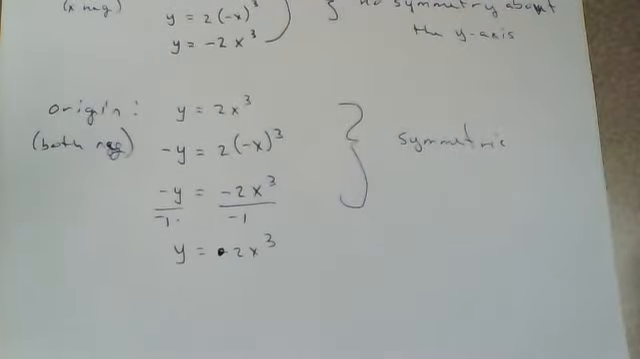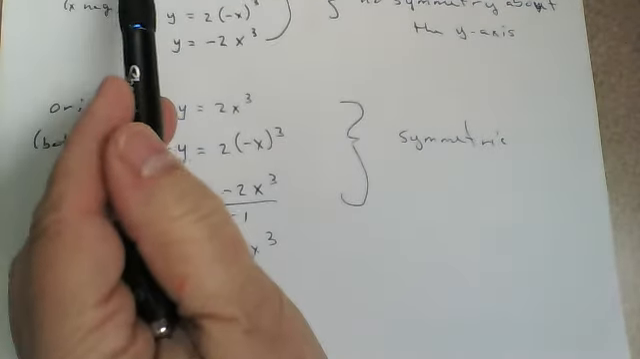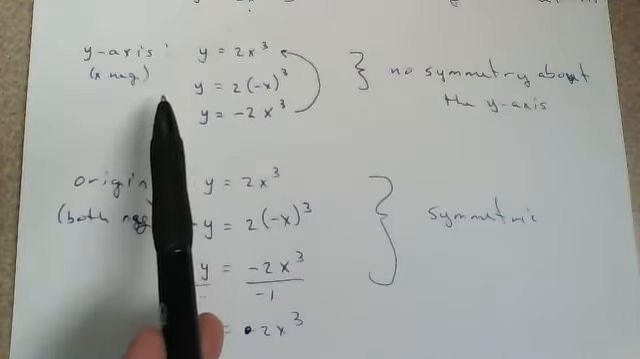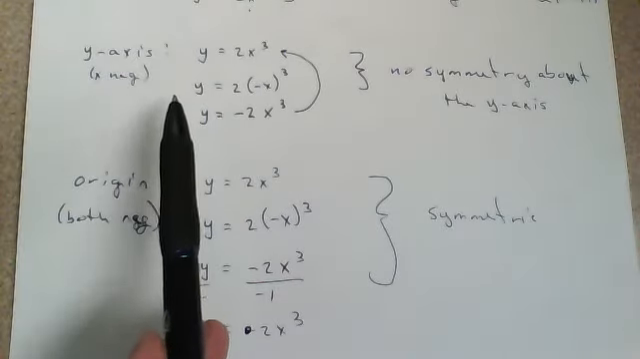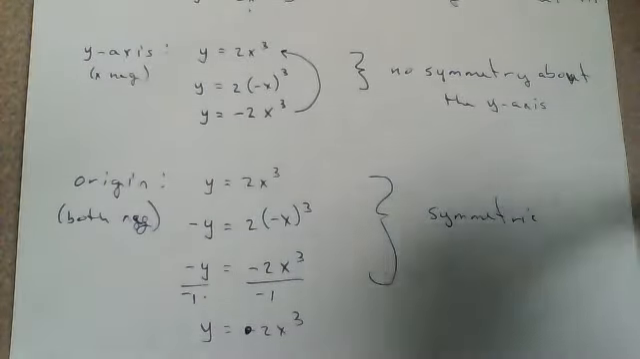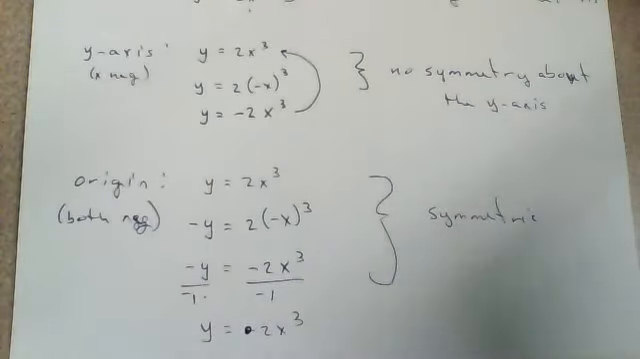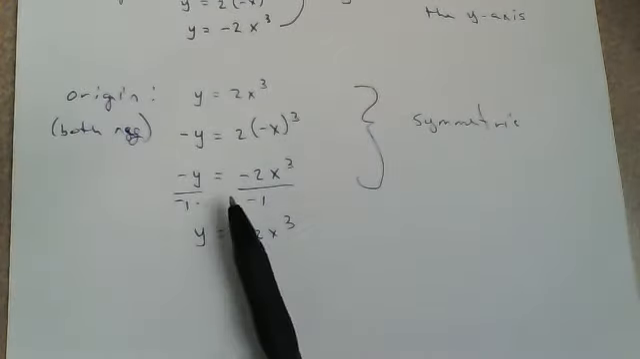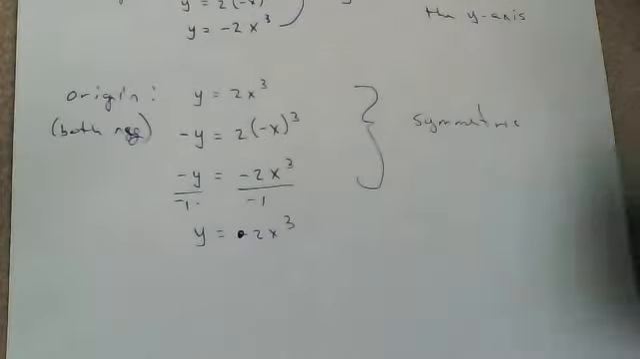It's asking you to go through, make y negative, see if you get a true statement. Make x negative, see if you get a true statement. Not even a true statement, an equivalent statement. See if it takes you back to the original equation. The origin, make them both negative. Does it take me back to this original equation? If the answer is yes, then it is symmetric. If the answer is no, it's not symmetric. Does that make any sense?